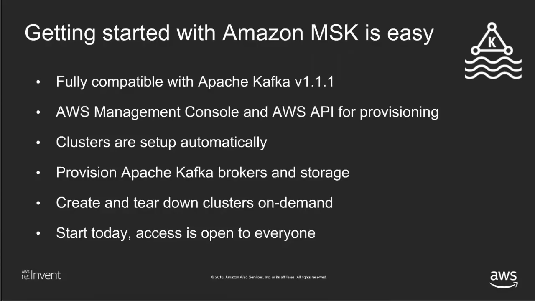Getting started is very easy. First, you go to the console, you specify some VPC settings that allow you to connect your clients that are running in your VPC to Kafka. Within a few clicks, you can get a cluster running in a few minutes, and the experience is also provided through a CLI and the AWS SDK. So you have a couple of different options for provisioning Kafka.